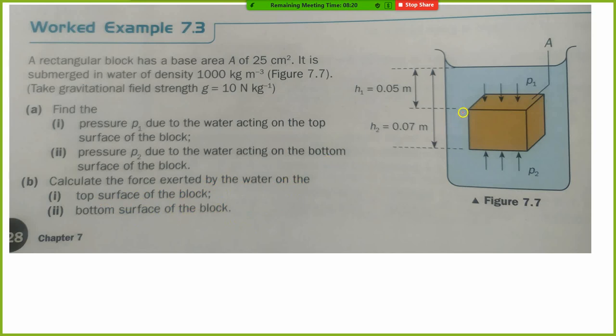So here we have all of that information. We have the height 1, that we can use to find the pressure 1. We have height 2 that we can also use to find pressure 2 at the bottom. And from there, we can go ahead and find out what the forces are.